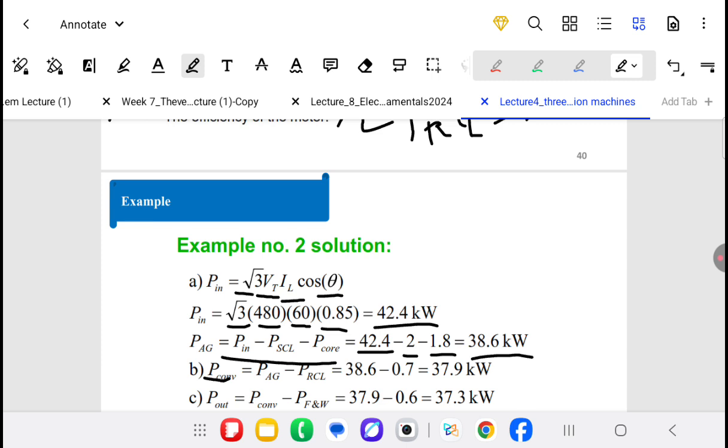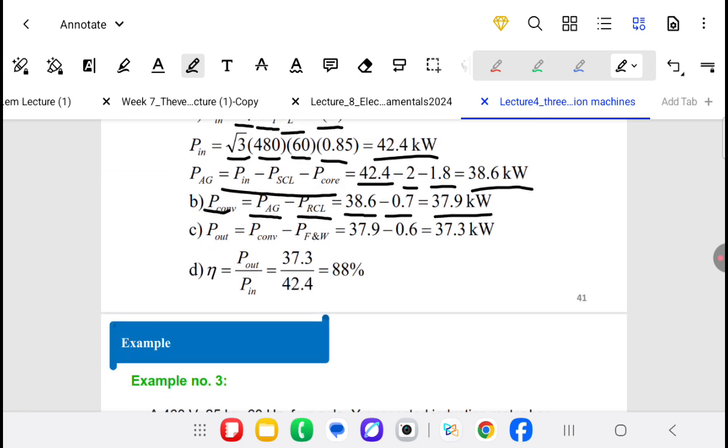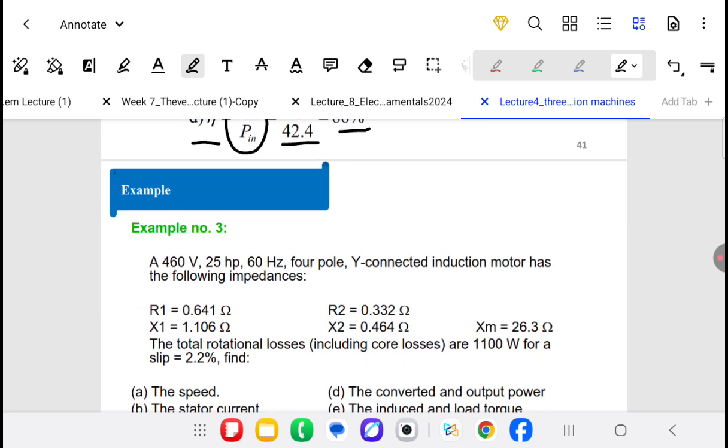Second required, power converted equals the air gap power minus rotor copper losses. 38.6 minus 0.7, we have 37.9 kilowatts. The output power equals the power converted minus friction and windage losses. 37.9 minus 0.6, we have 37.3 kilowatts, which is the output power. And the efficiency equals the output power divided by input power. 37.3 divided by 42.4 times 100 equals 88%.